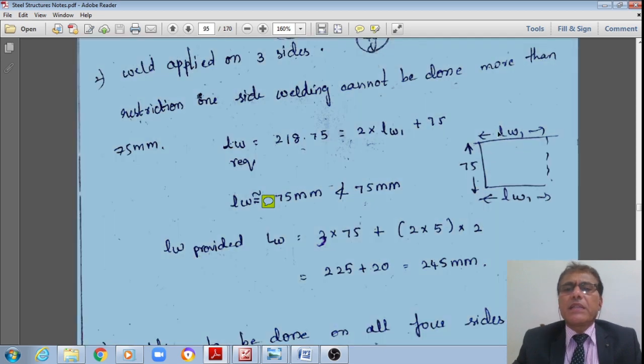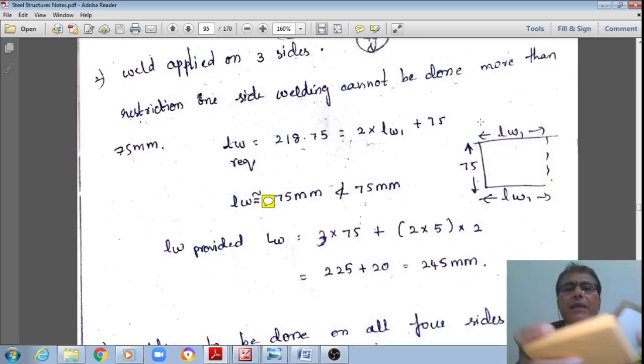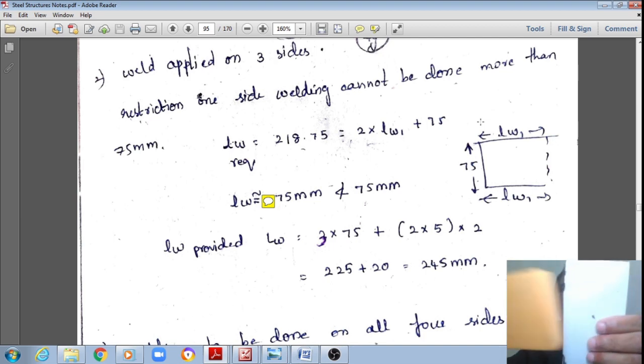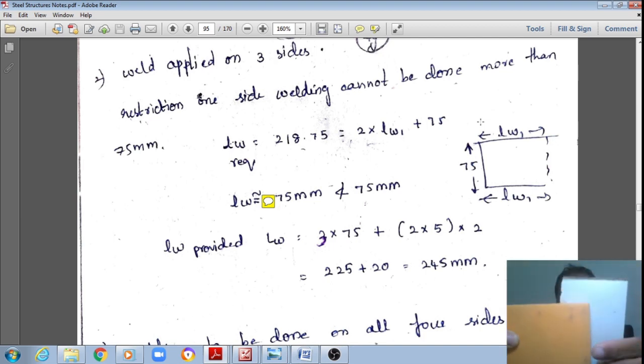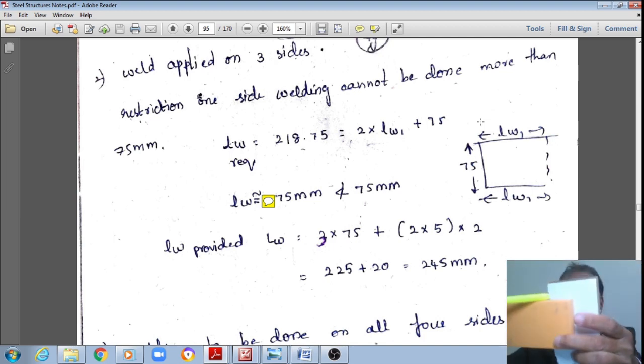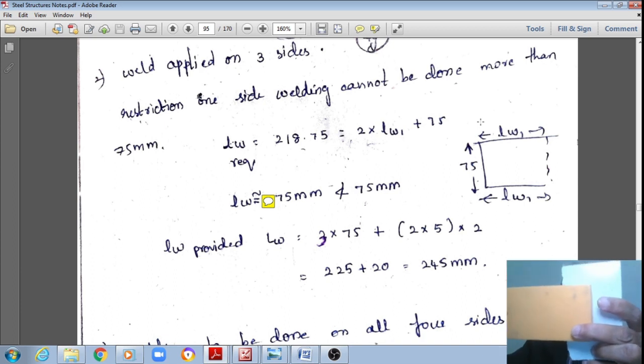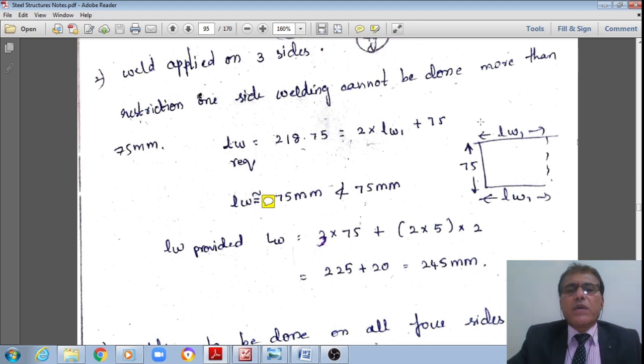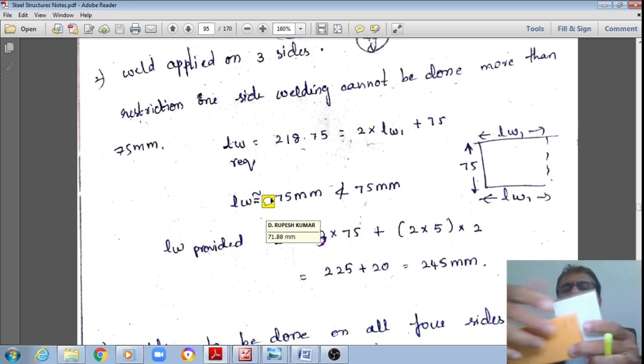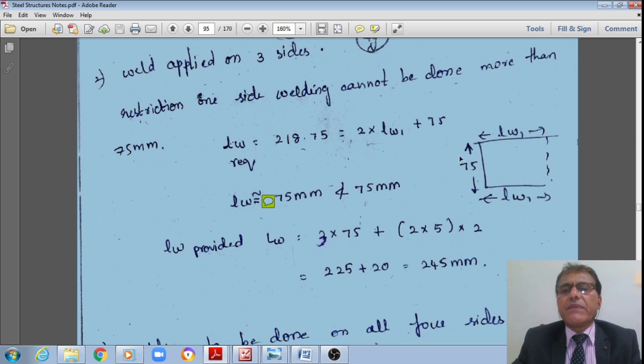Therefore, what is the length of this overlap required? That is how I am overlapping. This is how we call the length of this overlap, either at the top as well as the bottom. LW1 required works out to a value of 71.88, students, but however this should not be less than 75 mm.